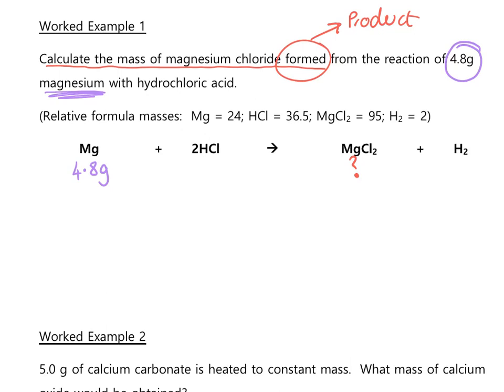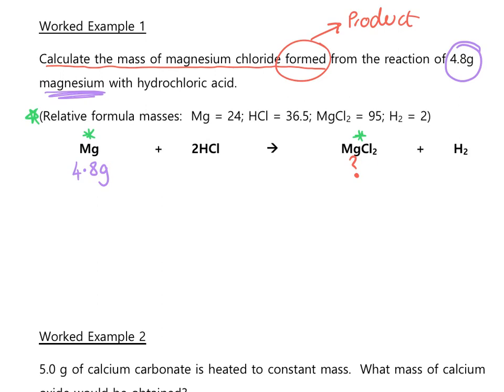Step number 2 then was to write the RFM of the reactants or products that you will be using underneath the equation. Now you can write all the RFMs in because you've been given them all, but I don't actually necessarily need to write them all out. So you can see here I've been given my relative formula masses. So what I am going to need the relative formula mass of are the things I have been given and the things I'm trying to work out. So I'm going to need to use the RFM of magnesium, and I'm going to need to use the RFM of magnesium chloride. Again, you can write the RFM of hydrochloric acid and hydrogen underneath them if you want, but we won't actually be using those.